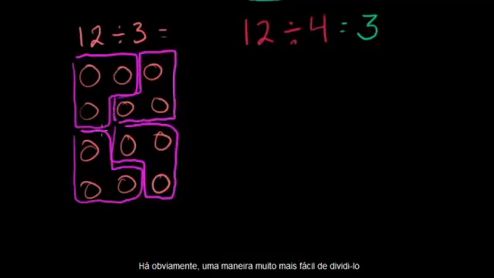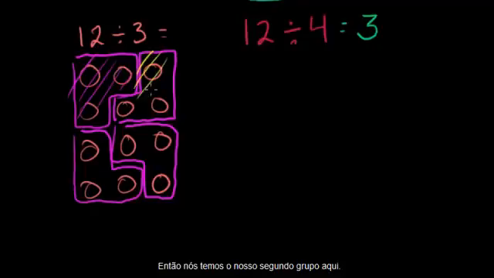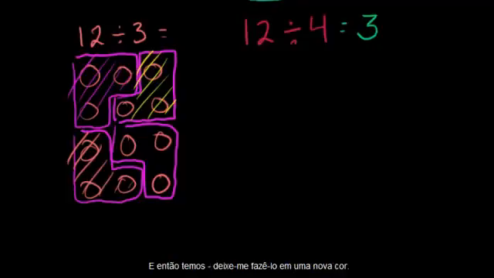There's obviously a much easier way of dividing it up than doing these weird L-shaped things, but I want to show you it doesn't matter. You're just dividing it into groups of 3. And how many groups do we have? We have one group, then we have our second group right here, and then we have our third group right there, and then we have, let me do it in a new color, our fourth group right there. So we have exactly 4 groups.